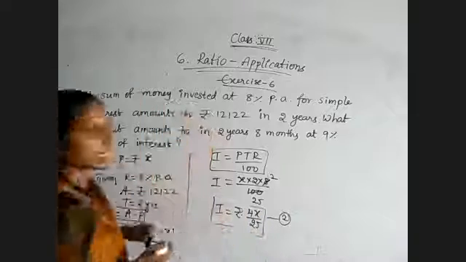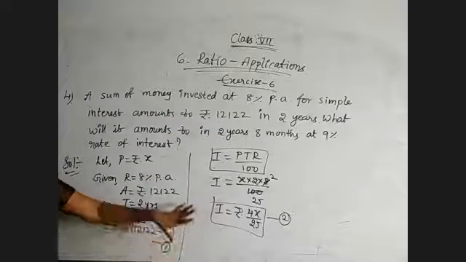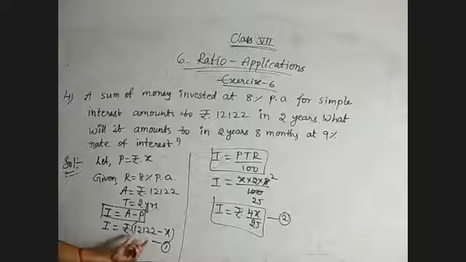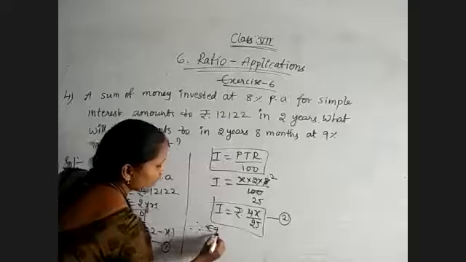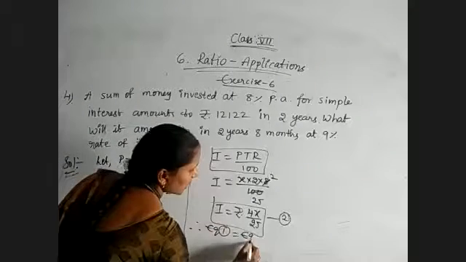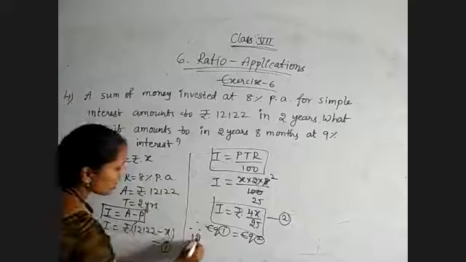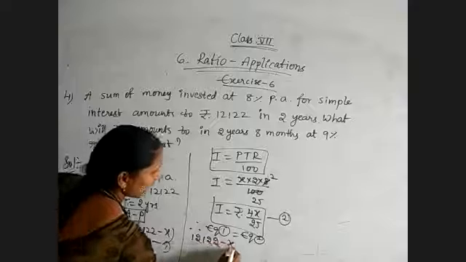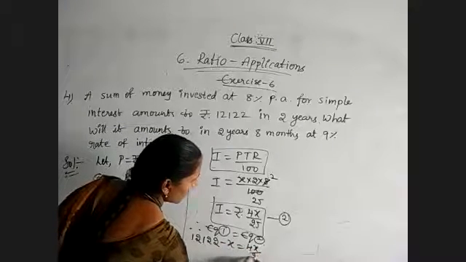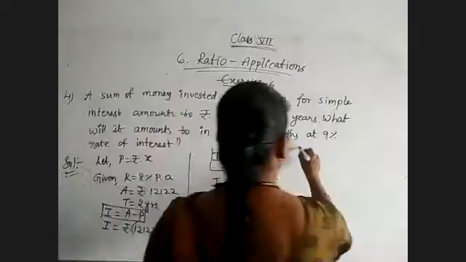Now observe both the equations. The first equation also has I and the second equation also has I. That means both are equal. That means we equate the RHS of those two equations. Therefore, from equation 1 and 2, equation 1 is equal to equation 2. Both are I values only. So we get 12,122 minus X is equal to 4x by 25. Okay, so simplify.